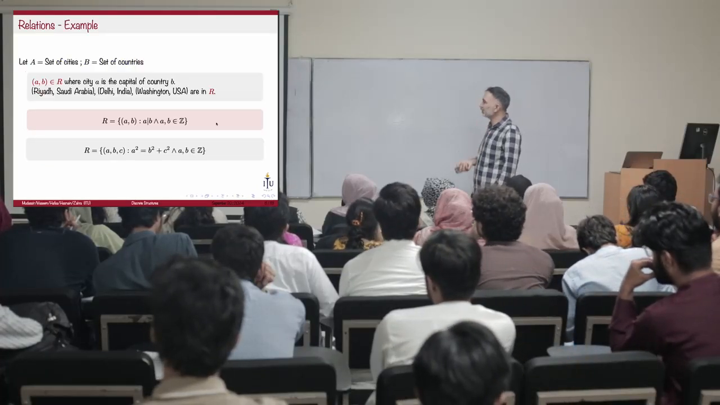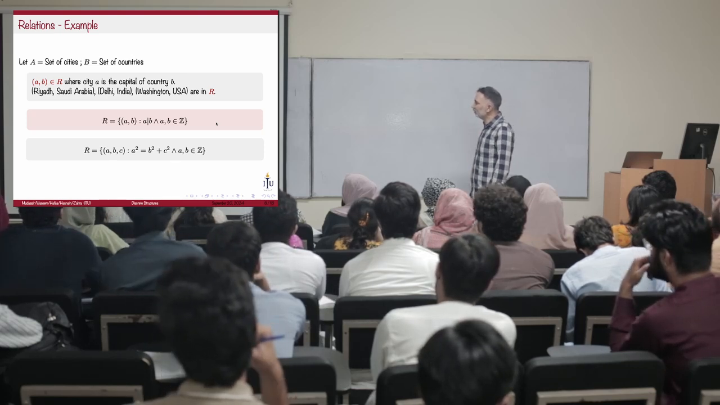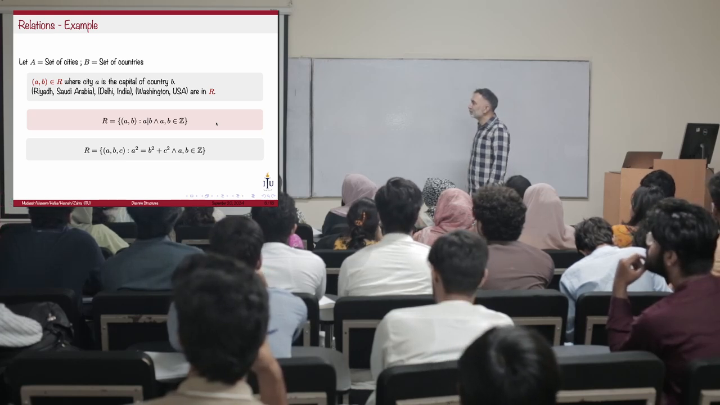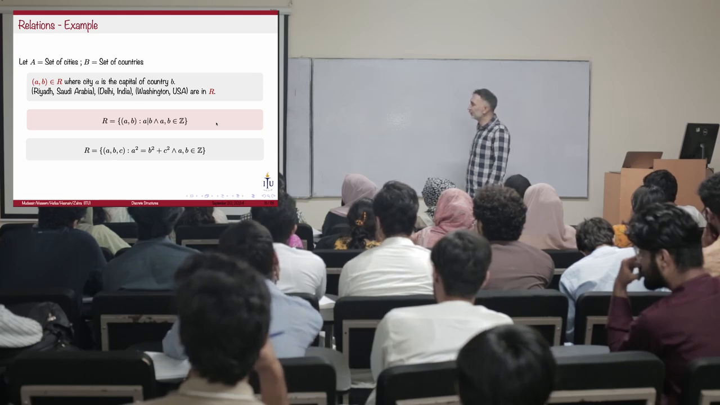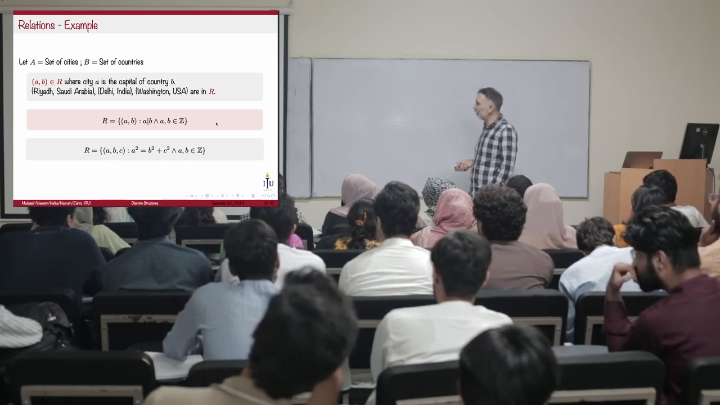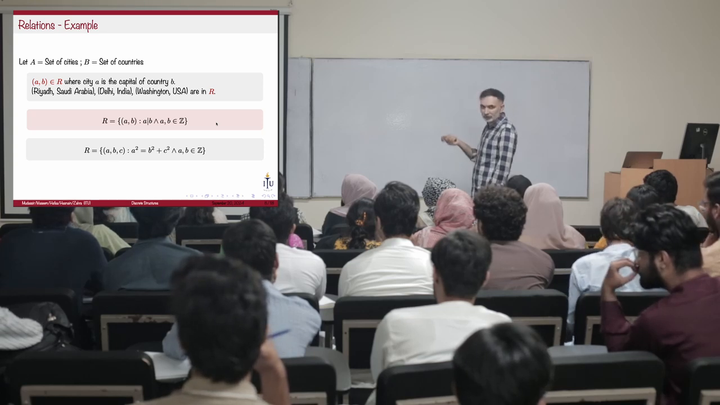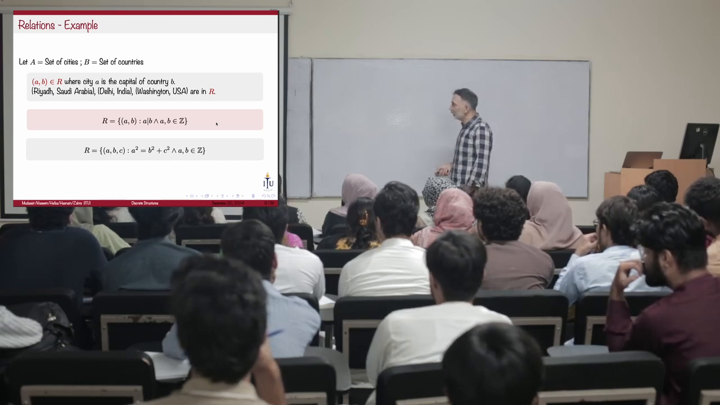Here are a couple of other examples. Assume A is a set of cities and B is a set of countries, and you define a relation where city A is the capital of country B. Then you would have these tuples in your relation. These are some of the tuples in your relation: Riyadh in Saudi Arabia, Delhi in India, Washington in the USA, and Islamabad in Pakistan.